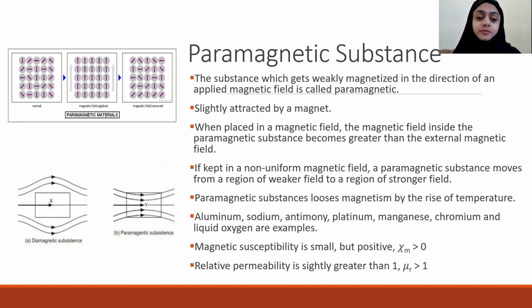Now, if we keep a paramagnetic substance in a non-uniform magnetic field, it moves from a region of weaker field to a region of stronger field. Why? Because they are slightly attracted by the magnet. So they like to exist in a region where the magnetic field is stronger. So they slightly move towards a region of stronger magnetic field. Here you can see that the properties are just the reverse of what we discussed in a diamagnet.